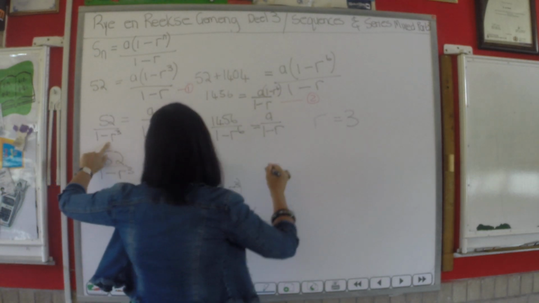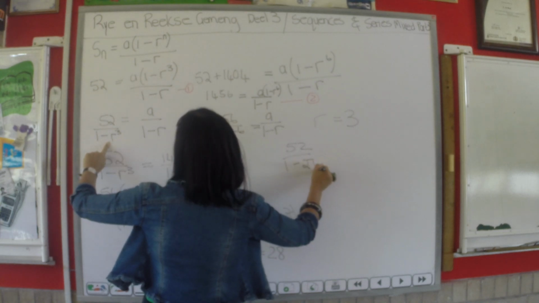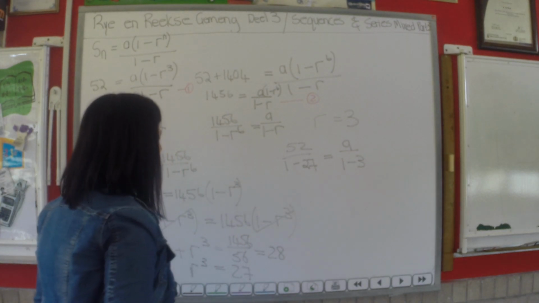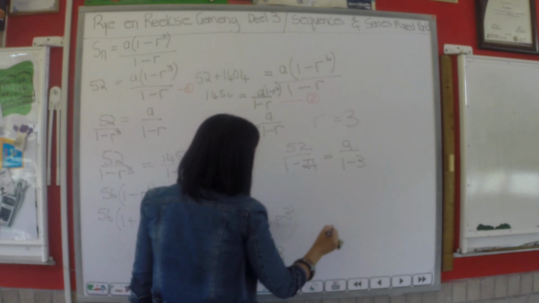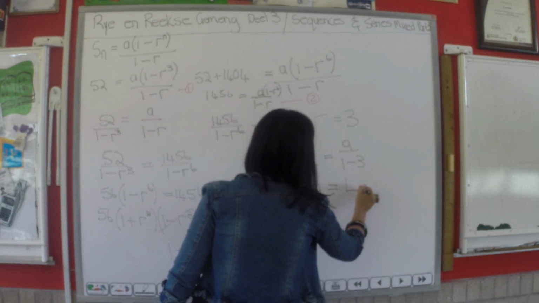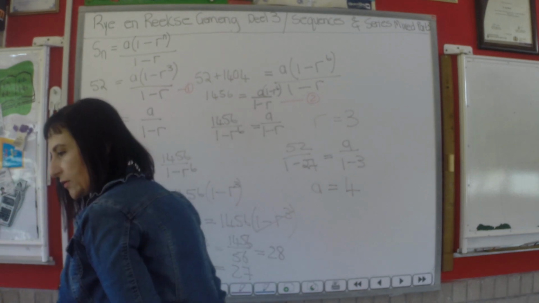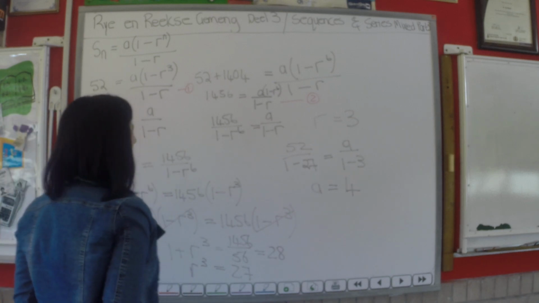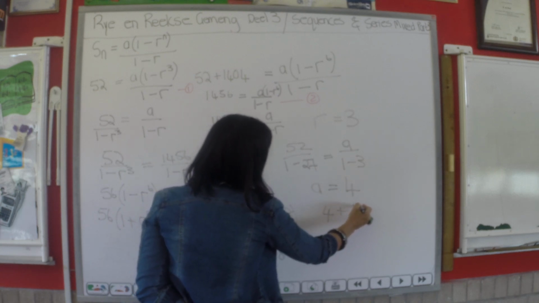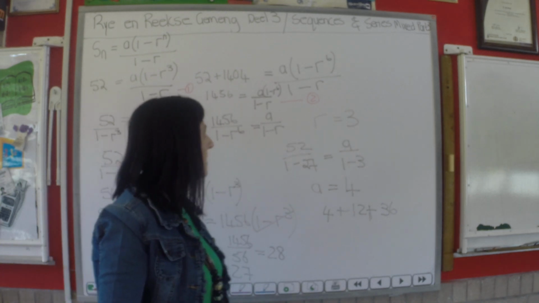If R equals 3, let's put it into that equation. It's 1 minus 27 equals A on 1 minus 3. So that is minus 26 over minus 2, and therefore A is going to equal 4. So now we've got A as 4 and R as 3. If you want the first 3 terms, you can simply multiply. The first term is going to be 4, then 12, and then 36. Okay, next examples.